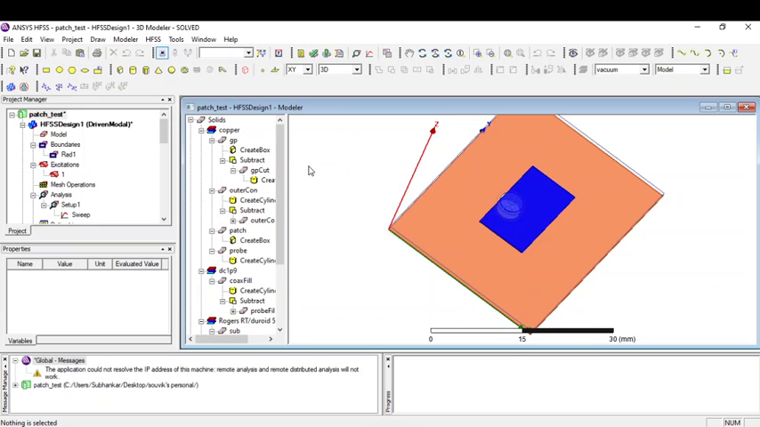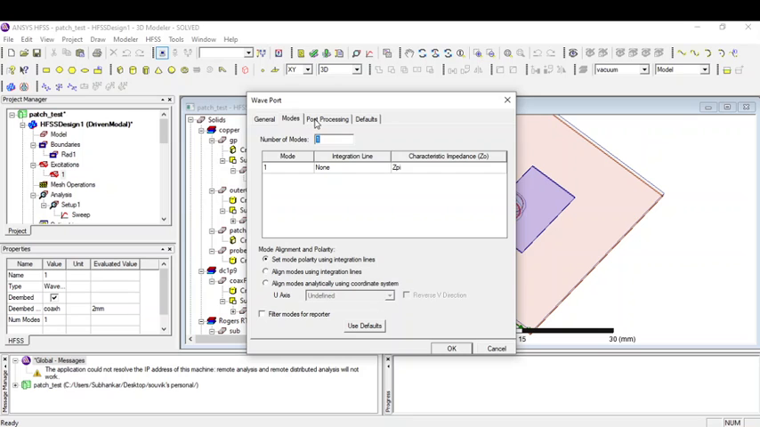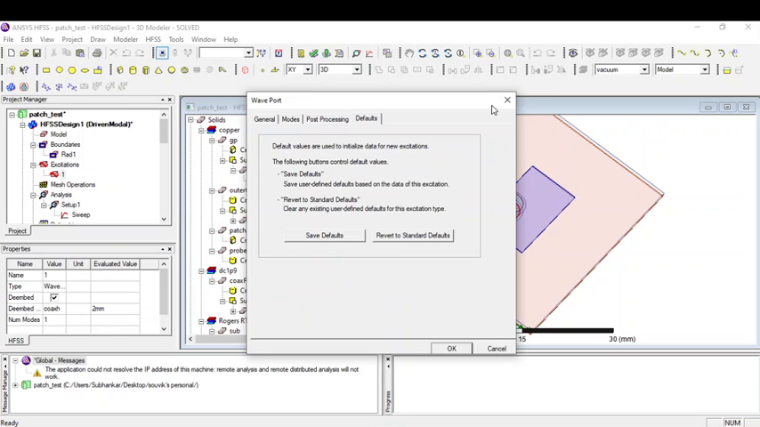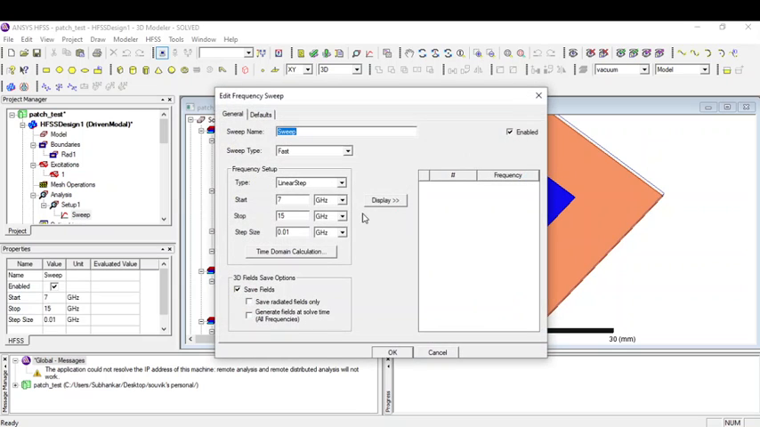Today I'll be going to show you how to generate a microstrip patch antenna report. So first, I've already done the validation and analysis, and I'll show you how this is connected. And the sweep is 7 to 15 gigahertz.